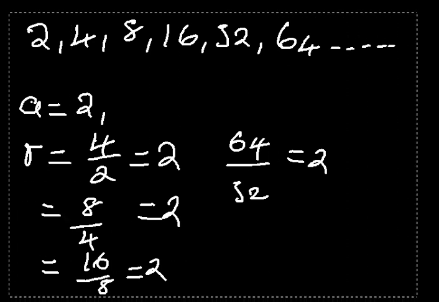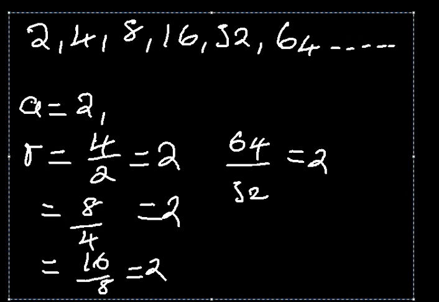It is different from arithmetic progression, because in arithmetic progression the constant number that we add is called the common difference. For this case, the constant number we multiply by is called the common ratio.